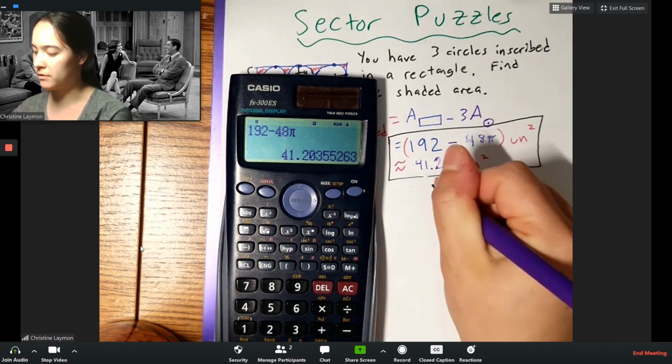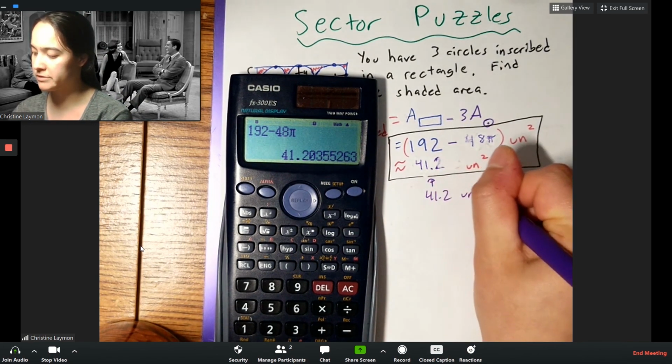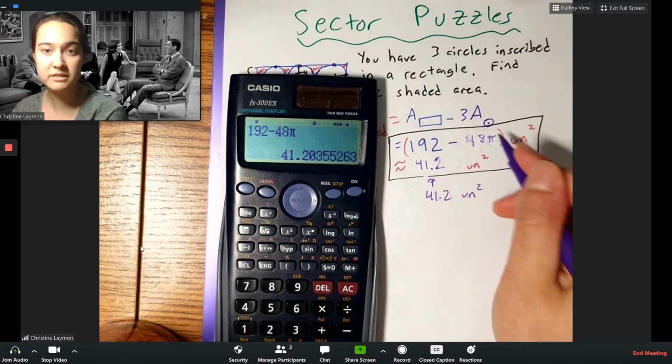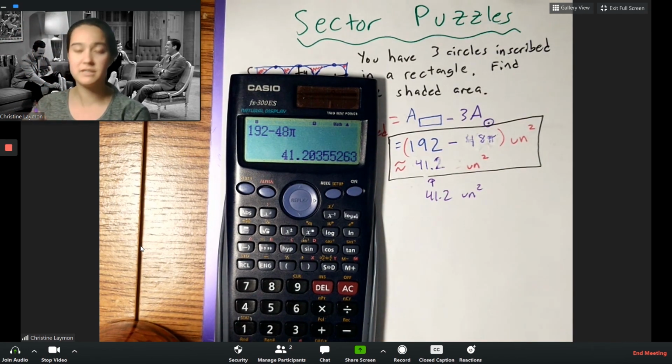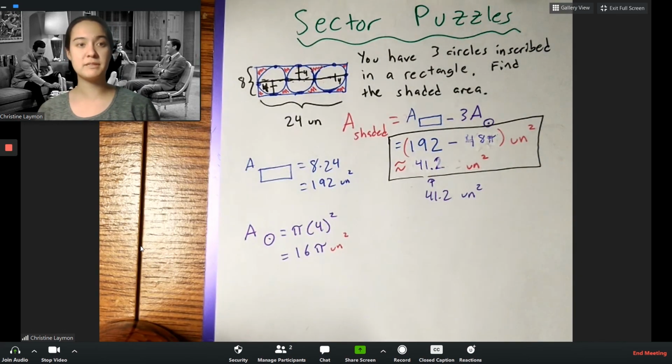Let me go ahead and just write a little note up here. This one said 41.2 units squared. And this one here says 48 pi. I think that one is still readable. Okay, so now you have another example of how to work with sector questions as well as puzzle problems.